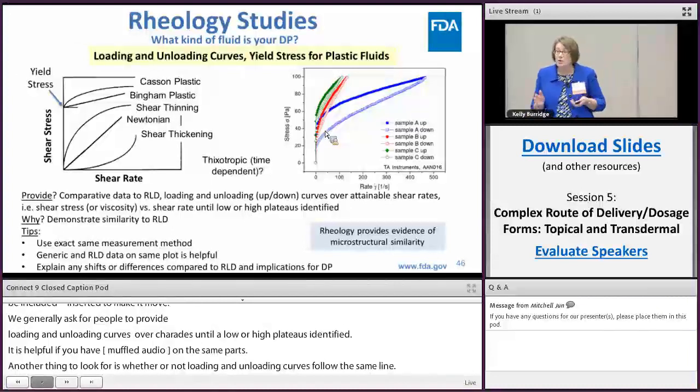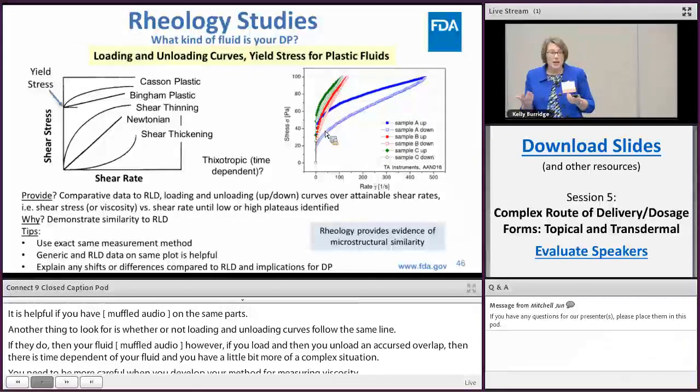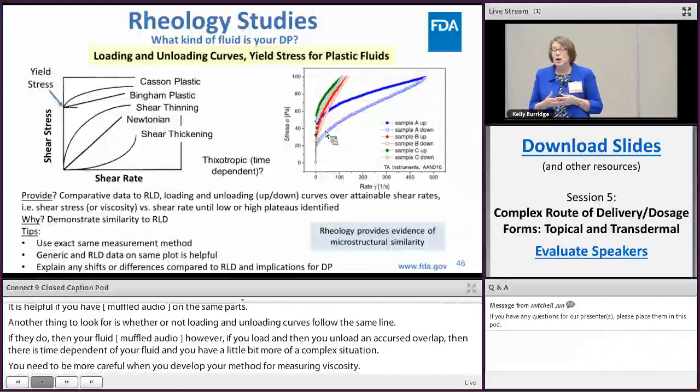So you need to be more careful when you develop your method for measuring viscosity. You may have to do a little bit more method development there, but again, these things sometimes are as simple as allowing your sample to rest for 10 minutes before you take a measurement.